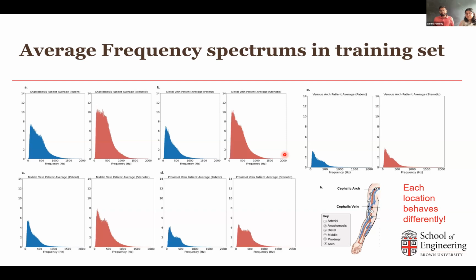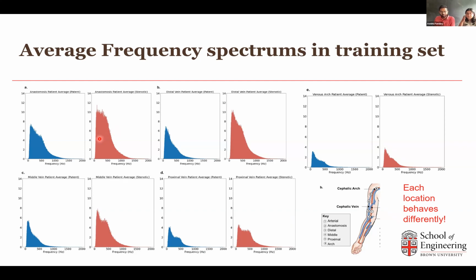So now, the next thing the author describes is the average frequency spectrum in the training set. Here the idea is to gain some intuition about how the blood flow sounds differ by location along the AVF, and how patent and stenotic sounds differ from each other at each location along the AVF.